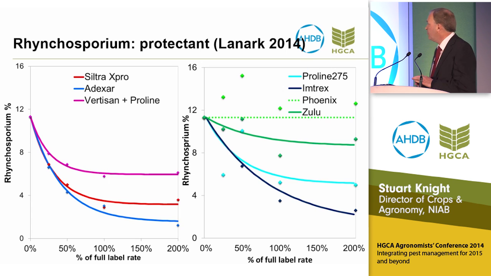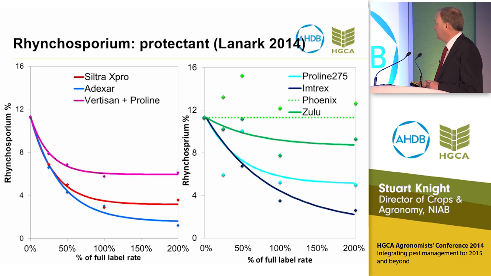So we'll start with the Rhynchosporium protectant activity. This data is from Scotland. Start on the right-hand side. So here is our Proline, so our azole standard, if you like, giving us, again, very good levels of Rhynchosporium protection, continuing to perform very well in that situation. If you compare our 2 SDHIs, if you compare our Imtrex and you compare our Zulu, you can see very clearly that the Imtrex is more effective in terms of Rhynchosporium protection than the Zulu is. If you look at the performance of the Phoenix, again, it's very scattered. There's no real level of consistent control there.